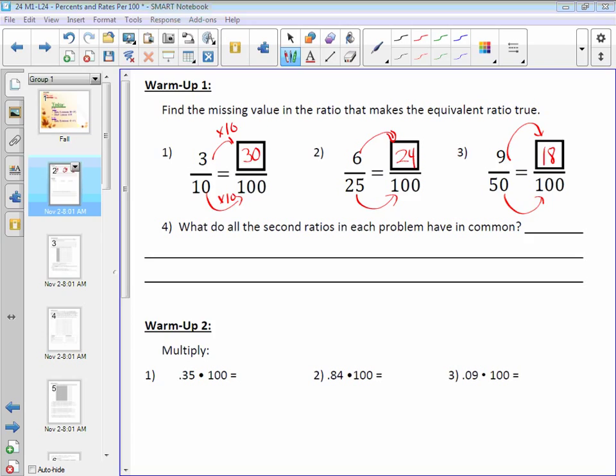What do all the second ratios have in common? Marcus. The bottom part of the ratio? Yeah, okay. That's kind of what we're getting at. Denominator of 100. Correct. They all have a denominator of 100.